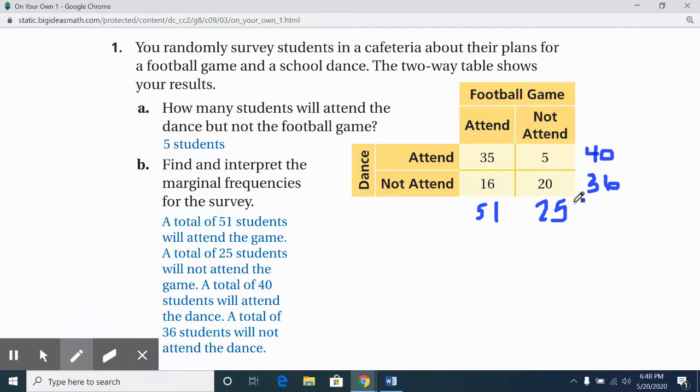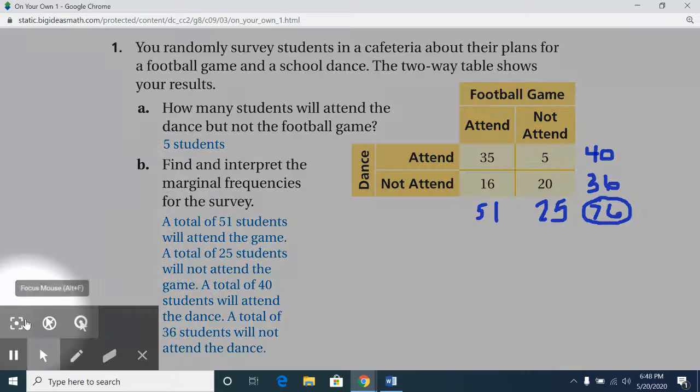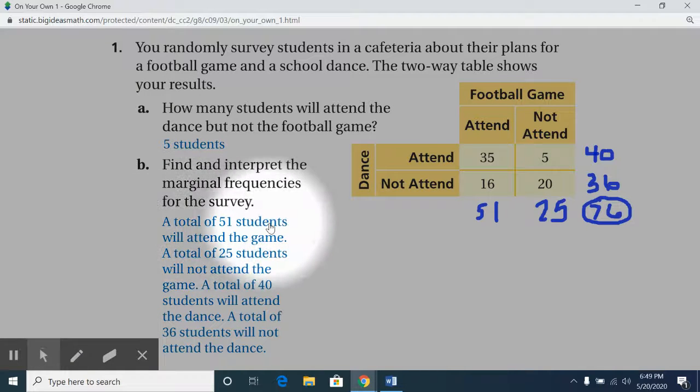And then what's our total? What's our total for both? Let's just do our column here. 30 plus 6, that's 36, and 40 plus 36. So 76 students were surveyed total, right? But here we can see our interpretations of everything, okay? So a total of 51 students will attend the game, a total of 25 students will not, a total of 40 students will attend the dance, a total of 36 students will not, all right?